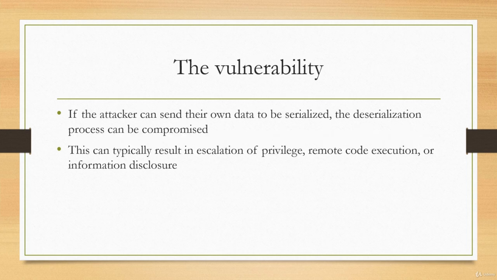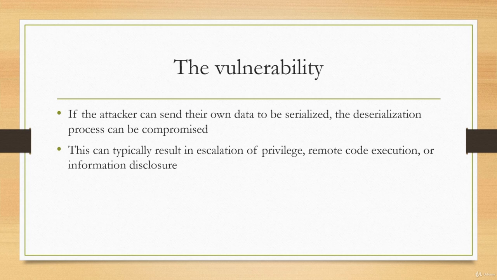So the vulnerability here is that an attacker can send their own data to be serialized, and then the deserialization process will be the portion that gets compromised. When the server pieces together the byte stream, we can potentially input data that is insecure. And if the server doesn't do proper validation on that data, it will potentially be able to cause some form of impact, whether it be escalation of privilege, remote code execution, or information disclosure. There are a lot of different potential impacts of this type of vulnerability.